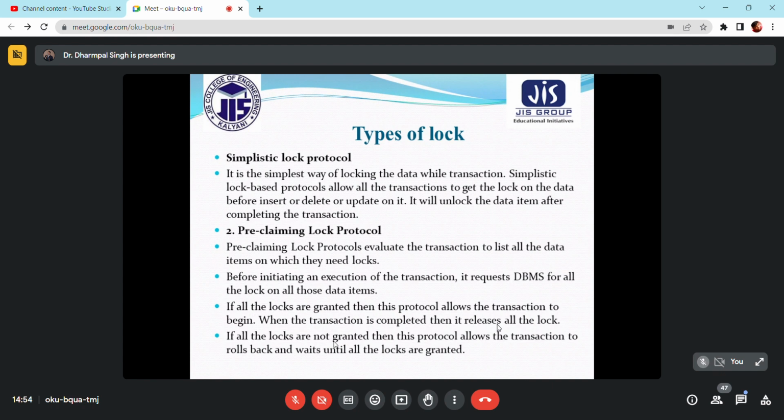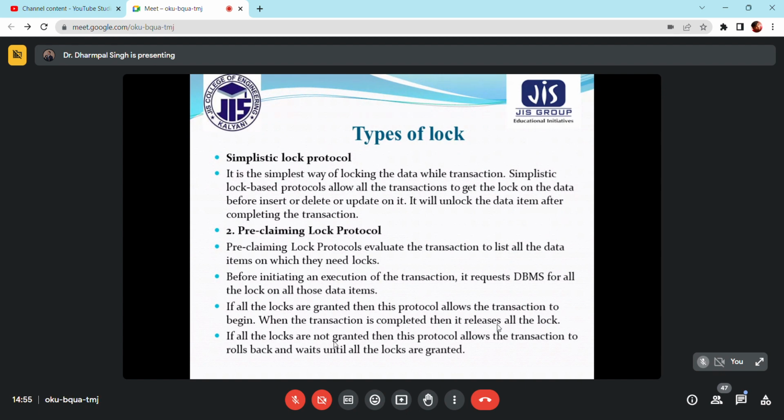This is a very simple technique, but it is not applicable because sharing will not be there, multiple access will not be there. So concurrency control will not have any meaning. It is very simple, but not feasible. It may be possible that some transaction wants a value that is held by some other transaction, then they have to wait for a long period of time. So this is not applicable.